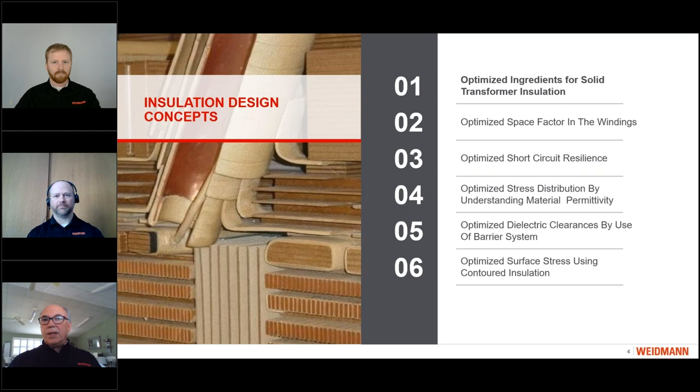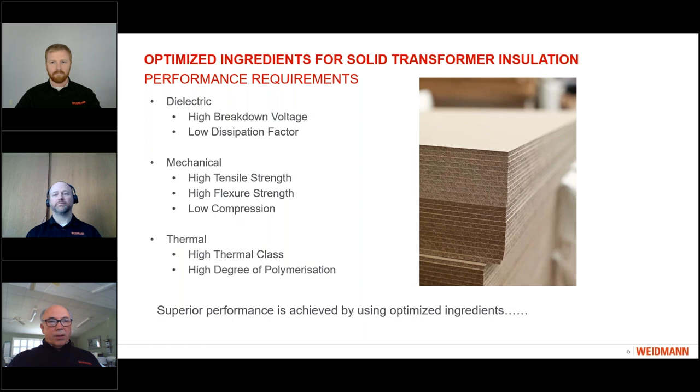So when we're looking at the insulating material itself, it has some fairly high performance requirements. From a dielectric standpoint, it has to have high breakdown voltage and low dissipation factor. Power factor is another term used for this. From a mechanical standpoint, it has to be very strong. So we'll talk later about one of the criteria, which is short circuit strength. But the material has to have high tensile strength, high flexure strength, also known as beam strength, and then low compressibility. And then from a thermal standpoint, we need to have a high thermal class and a high degree of polymerization, which is the length of the cellulose molecule as the board or paper starts off.